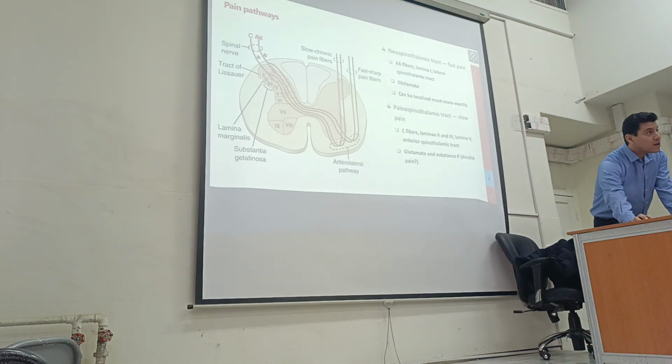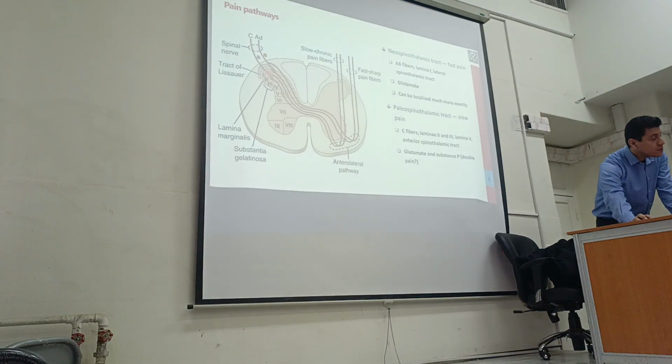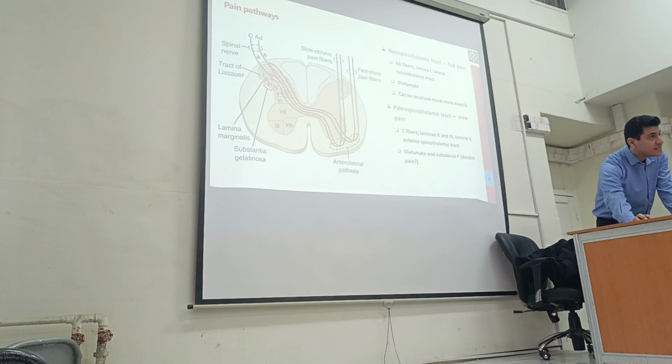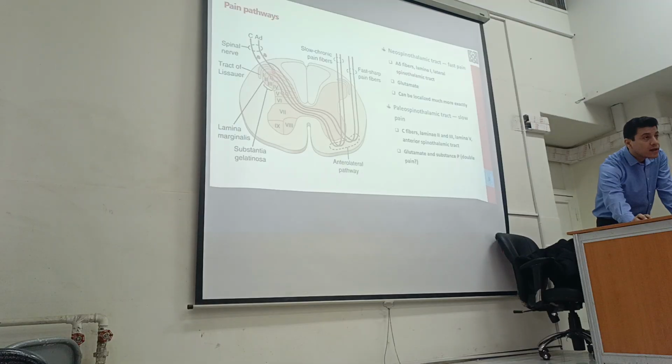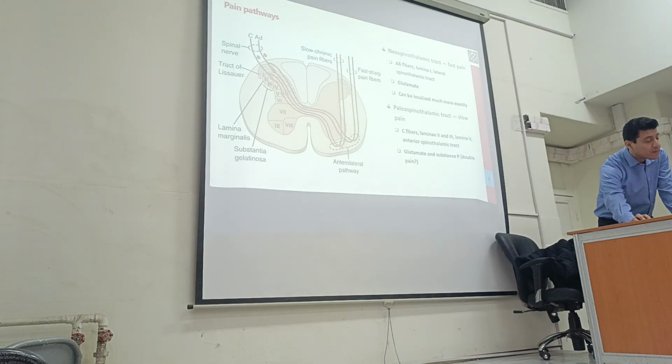So A delta fibers bring fast pain, right? C fibers bring slow pain. So they come to the spinal cord, but they end at different layers of the spinal cord. So let's see. A delta fibers enter layer 1 and activate neurons here. So the second order neuron originates from here, goes to the opposite side, enters the anterolateral pathway and goes up. Right? Here, the lateral part of the anterolateral pathway.